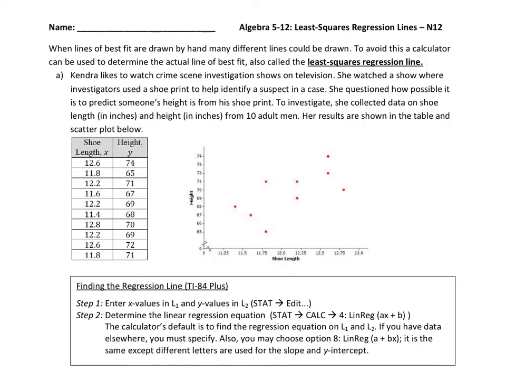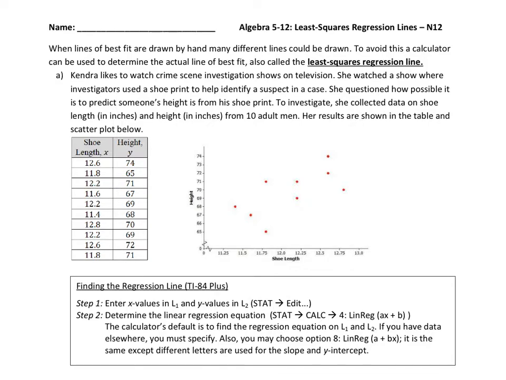Algebra Unit 5, Lesson 12, Notes 12: Least Squares Regression Lines. When lines of best fit are drawn by hand, many different lines could be drawn. To avoid this, a calculator can be used to determine the actual line of best fit, also called the least squares regression line.